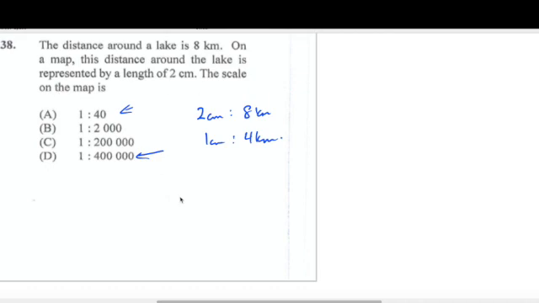So the scale on the map is 1 centimeter. How many centimeters are in a kilometer? So 100 centimeters is in 1 meter, multiplied by 1,000. 100 centimeters are 1 meter, and 1,000 meters give me a kilometer. So it would be D.